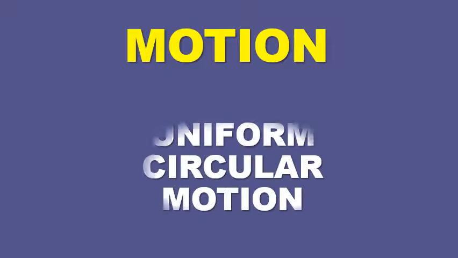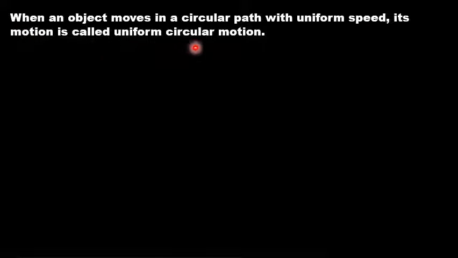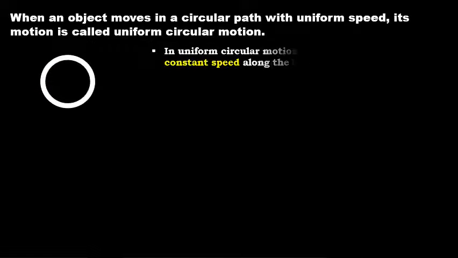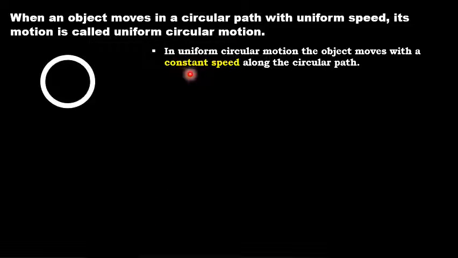Motion, uniform circular motion. First, we see the definition of uniform circular motion. So basically, when an object moves in a circular path with a uniform speed, then its motion is said to be uniform circular motion. Now, obviously in uniform circular motion, the object will be moving along a circular path only, and in this type of motion, the speed of the object remains constant. That means it is always moving with a fixed or constant speed.